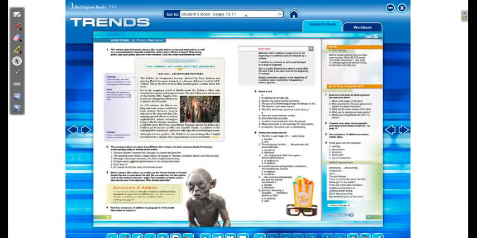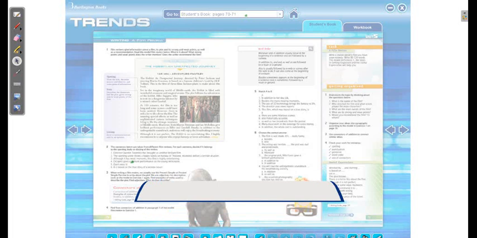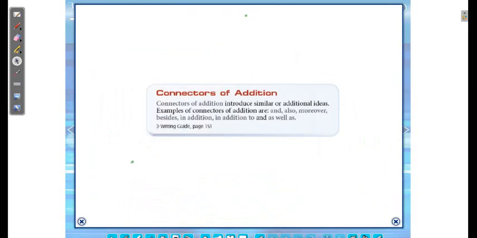Then something really important are the connectors. In this case, we're going to talk about connectors of addition. So, what are connectors of addition? They introduce similar or additional ideas. Some examples of these are and, also, moreover, besides, in addition to. Maybe you know and, maybe you know in addition. So try to learn some other ones. If you know 2, try to learn 5. If you know 5, just master it and get all the information.